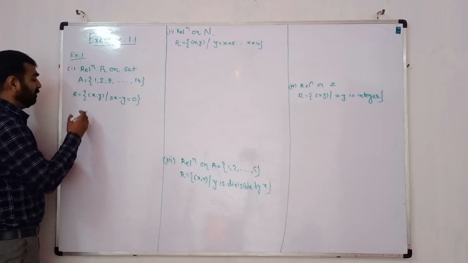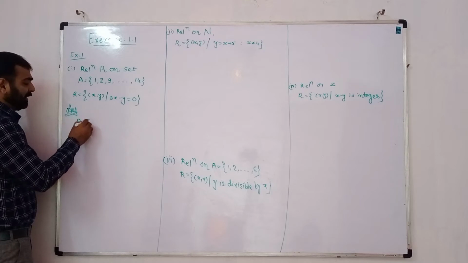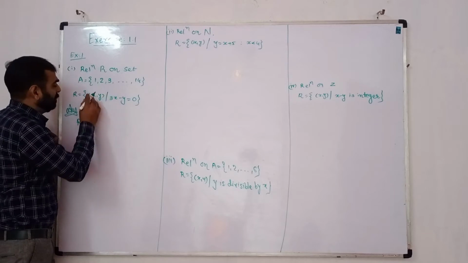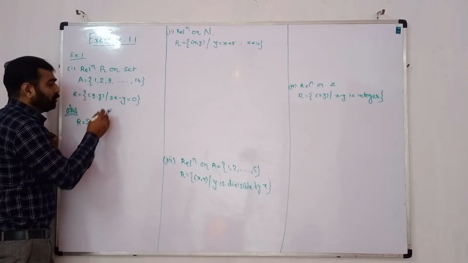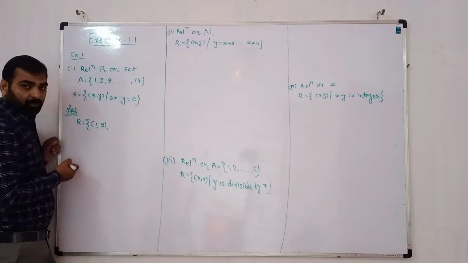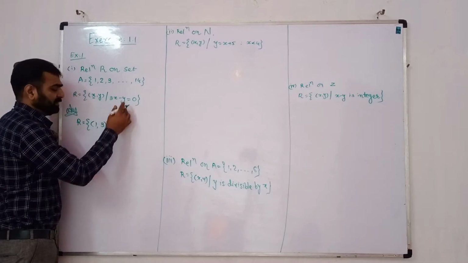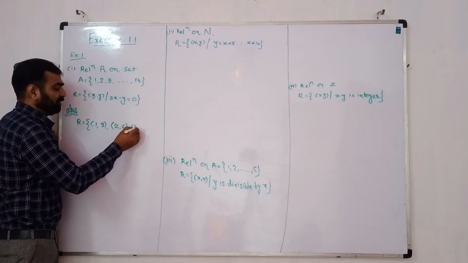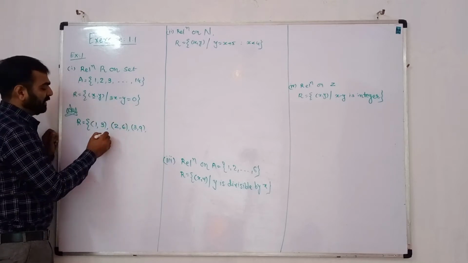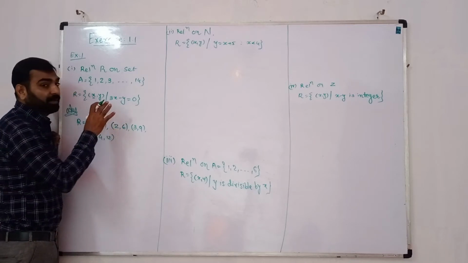Now we are looking at the solution, so let's see which elements will be there. If you put x is equal to 1, then 3 into 1 is 3, so y is equal to 3. Got it? Now if we put x is equal to 2, 3 twos are 6, so y is equal to 6. If we put 3, then 3 threes are 9. If we put x is equal to 4, 4 threes are 12. And if we put x is equal to 5, then y is equal to 15.